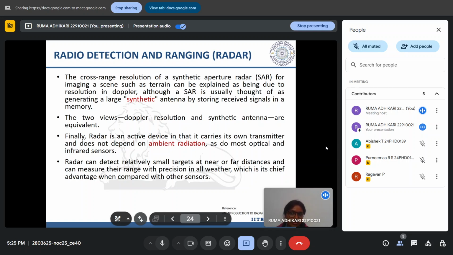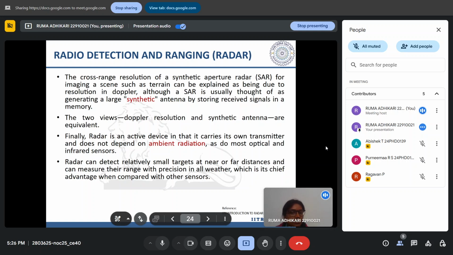Resolution of a synthetic aperture radar, SAR, for imaging a scene such as terrain can be explained as being due to resolution in Doppler, although a SAR is usually thought of as generating a large synthetic antenna by storing the received signal in a memory. So the two views, Doppler resolution and synthetic antenna, are equivalent.